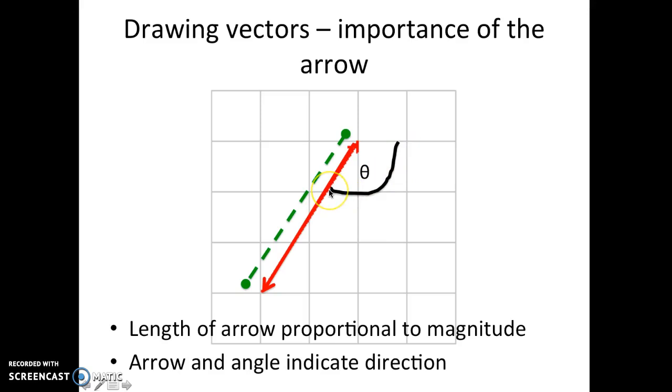Notice that this is a much bigger angle. You might be given the angle from the vertical. They would say anti-clockwise or clockwise. You need to take careful attention to the information they give you when you're drawing vectors.